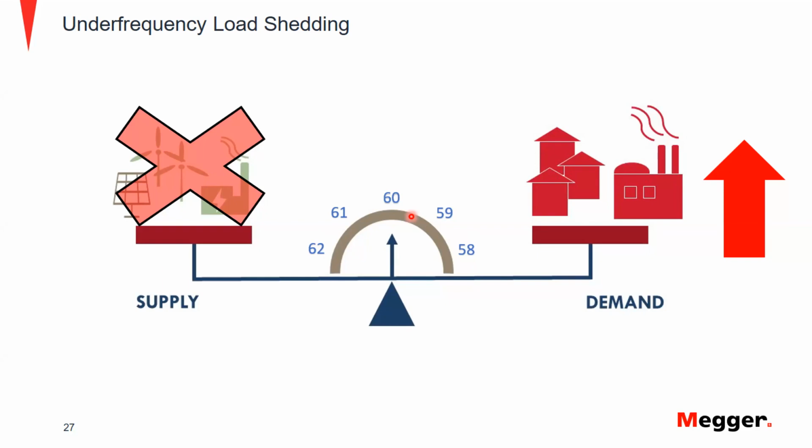If we get down to 59 hertz, then it could very well drop again, and we're going to have to shed some more load. If we don't continually shed load to keep our generator online, what ends up happening is our generator goes under frequency. So we have a trip.